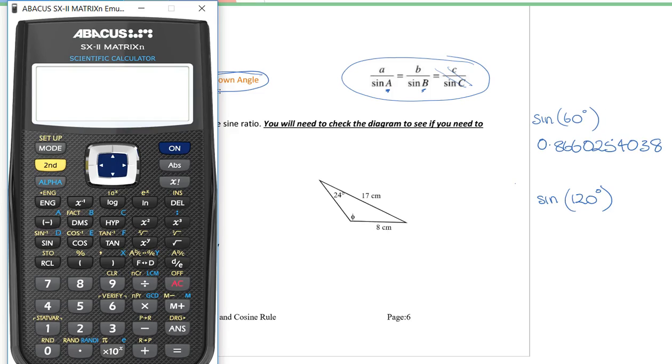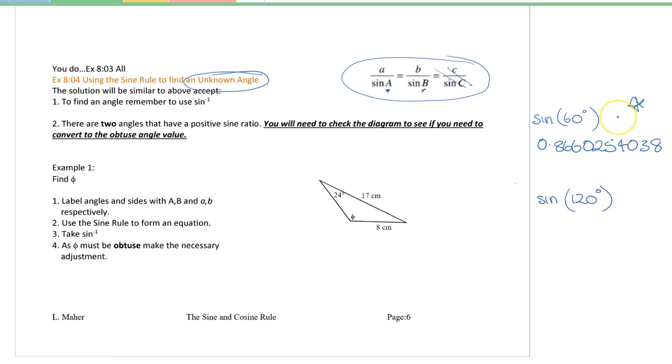Before we get started with this example, I need to just talk to you about the sine of an obtuse angle. So hopefully you know that an obtuse angle is an angle between 90 and 180. And in this example here, we can see that our angle is going to be bigger than 90 degrees. So we need to understand that the sine of an obtuse angle is exactly the same number as the sine of an acute angle, and the problem is the calculator only gives us the acute angle.